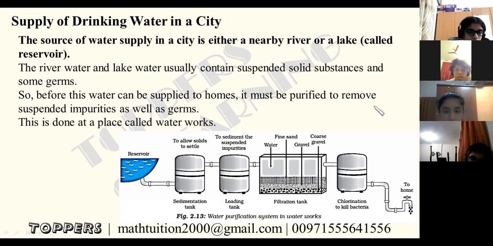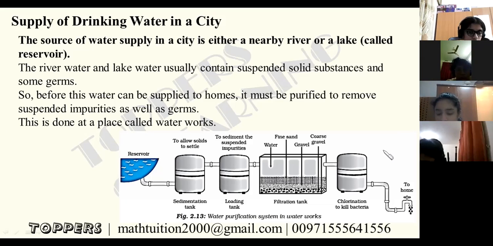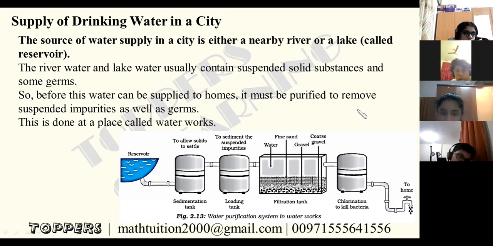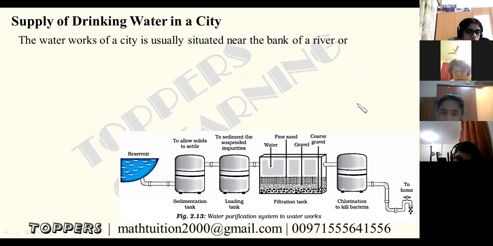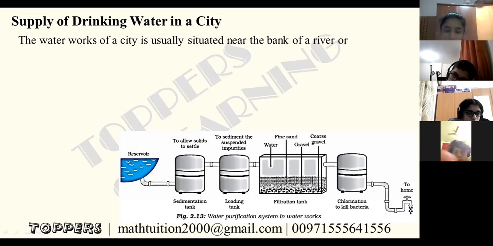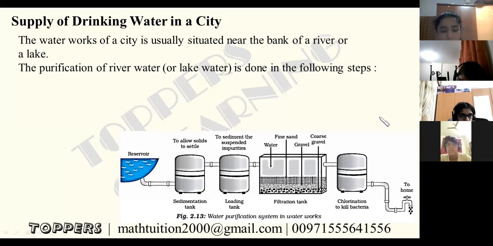So this is done at a place called waterworks. So we are calling the system waterworks. Okay, fine. So let us learn what waterworks is. The waterworks of a city is usually situated near the bank of a river. Why? If it is very far, it will be costly to take the water from the river and bring it to that location, right? It's always better near the river or lake. So the purification of river water or lake water is done in the following steps.